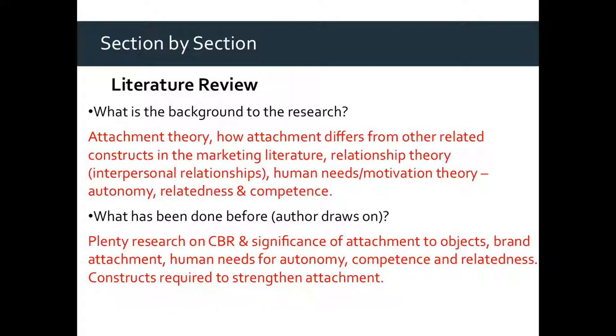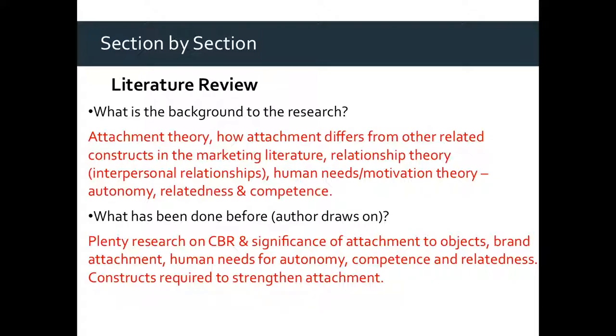It goes into quite a lot of detail in terms of human needs and motivation theory. What is it that human beings need on a daily basis? What are the kind of things that they draw upon in their relationships? What do they seek in their relationships? And here the author identifies autonomy, relatedness, and competence as being the three human needs.